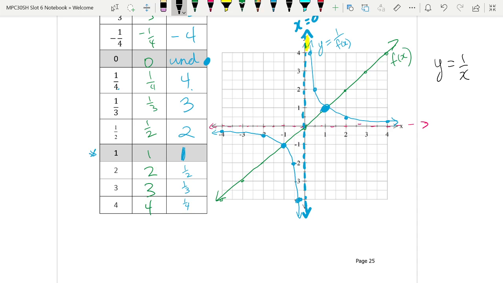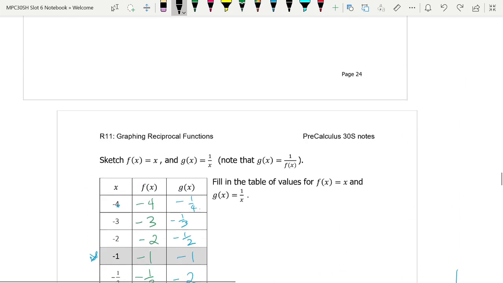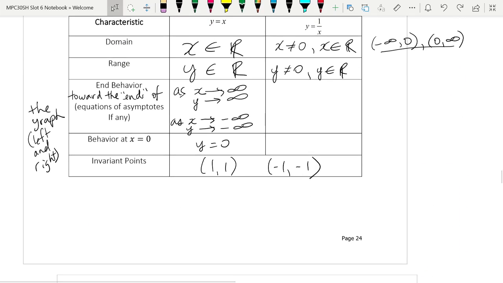Well, ask yourself this question. 1 divided by something. Is there any possible way to do that division? Is there any possible number I could put in for x and y would be 0? And the answer is no. So that means I have a horizontal asymptote of y equals 0, so that means y can't be 0.